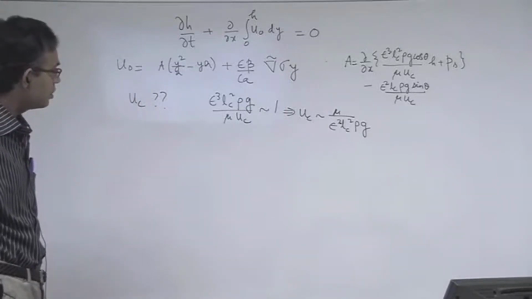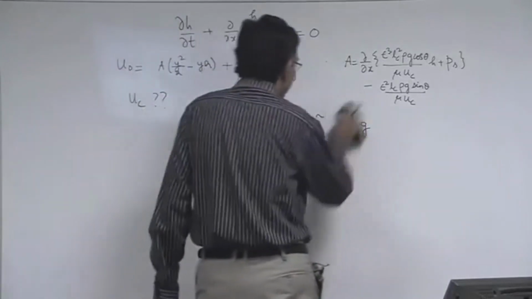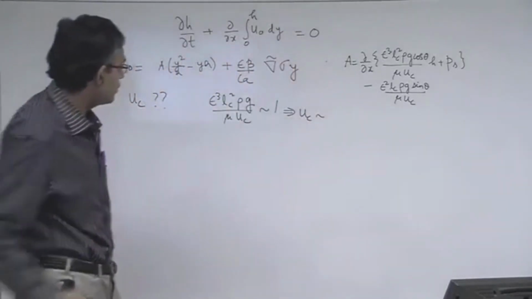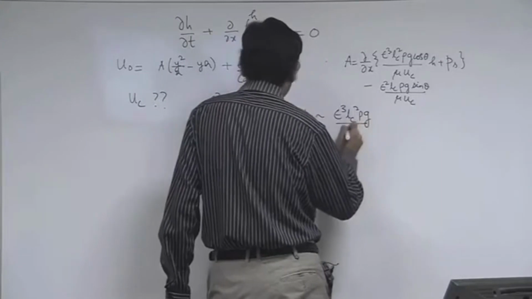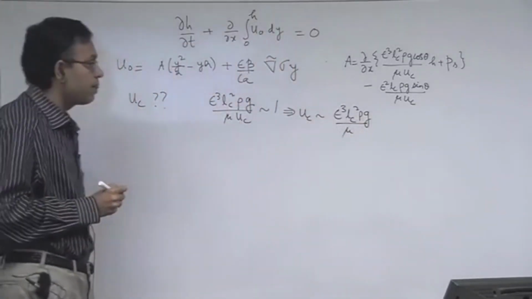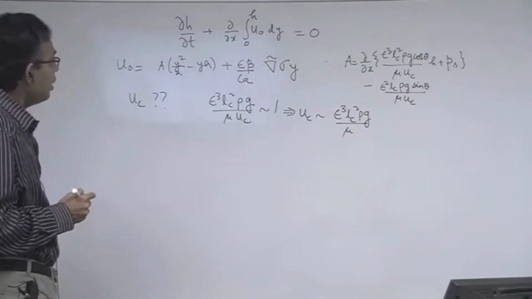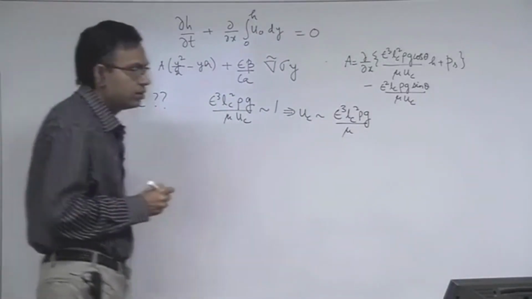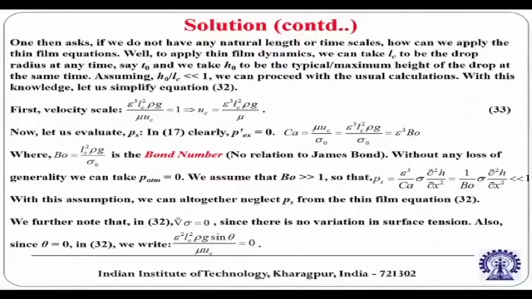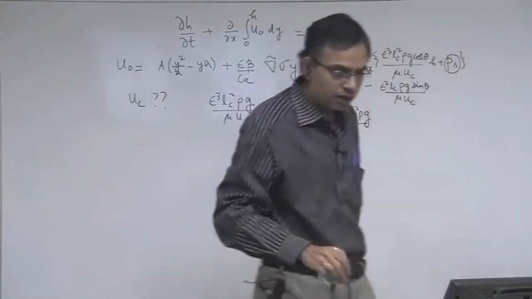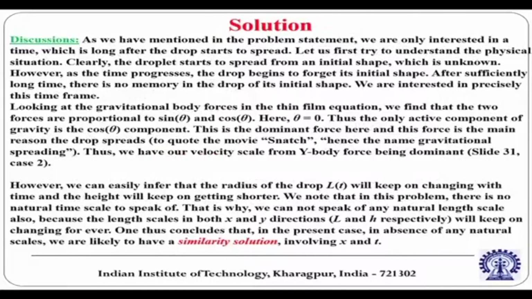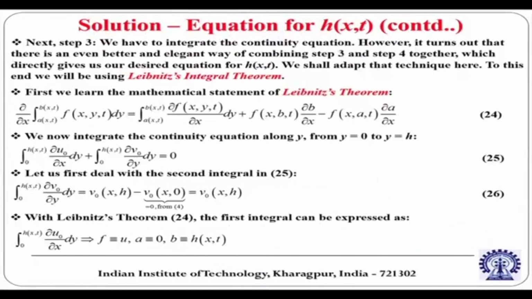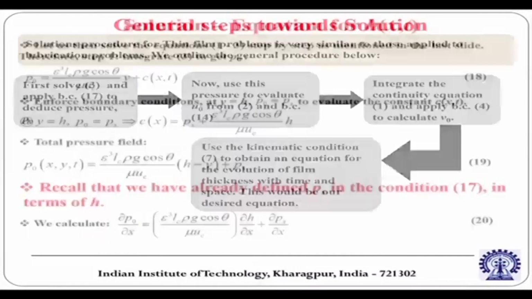Sorry, it is the other way, right. UC is of the order of epsilon cube LC square rho g by mu. Now look at the expression for PS. I will try to get back to the slide. These equations are so involved that it is better to use the slide to do it quickly. PS.